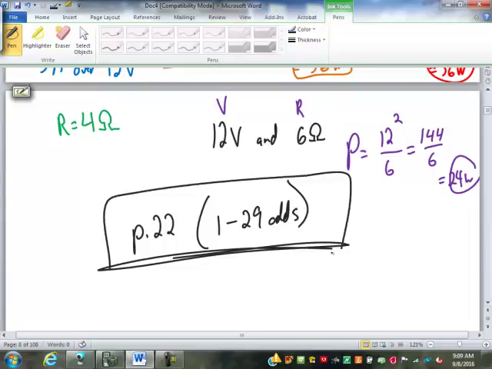So go ahead, page 22, 1 through 29, the odds. Practice those. Same as always, check your answers out of the packet. If the first couple are easy, skip ahead a few.